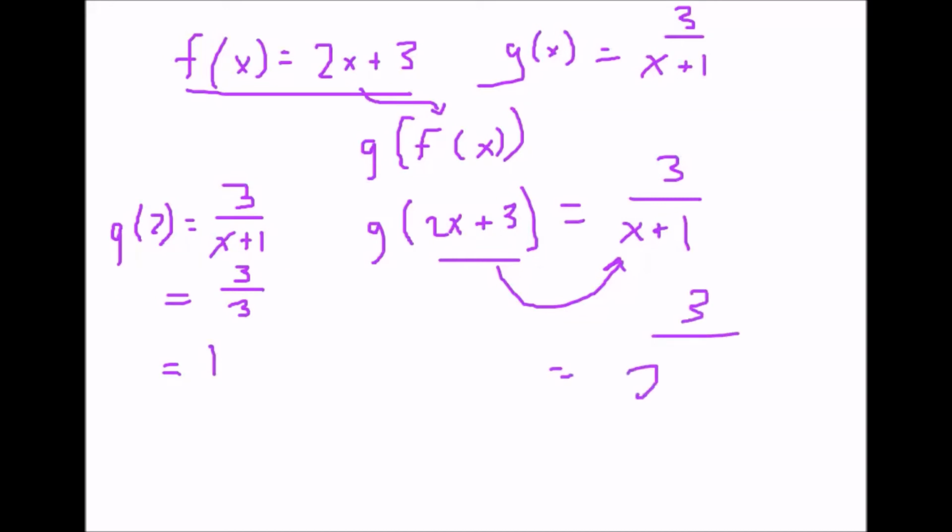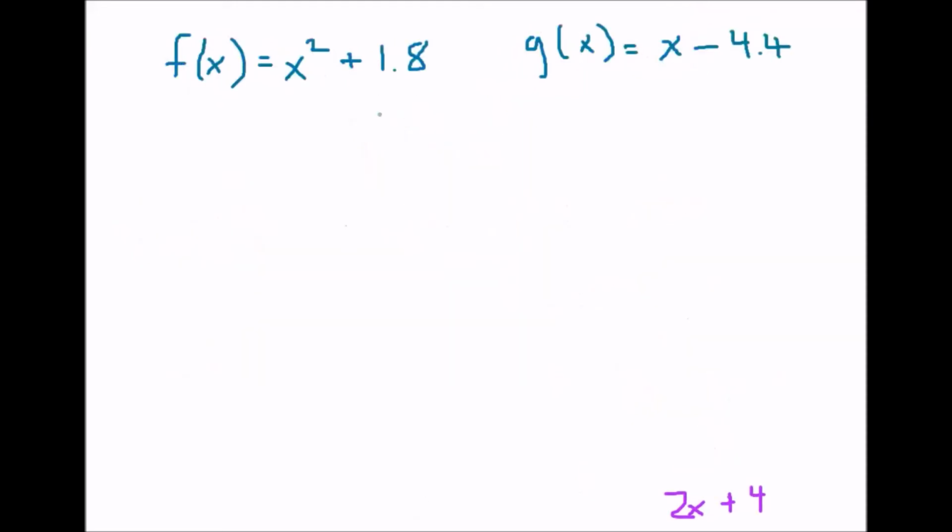So 3 over 2x plus 3 plus 1. Combine what you can. We have 3 over 2x plus 4. And that's the answer. One more example for you.